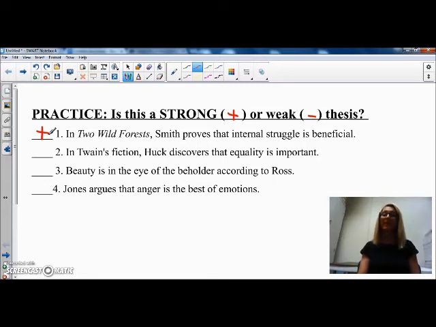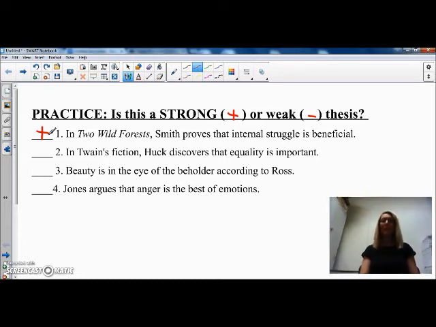But mainly, it's an arguable thesis. It talks about internal struggle, which is more of that emotional word, and then it makes an argument that struggle is beneficial. Not everybody would agree with that, which makes it a good argument, and it's not a fact. So again, positive stuff going on. As long as they can prove it with evidence in their book, they're on the right track.